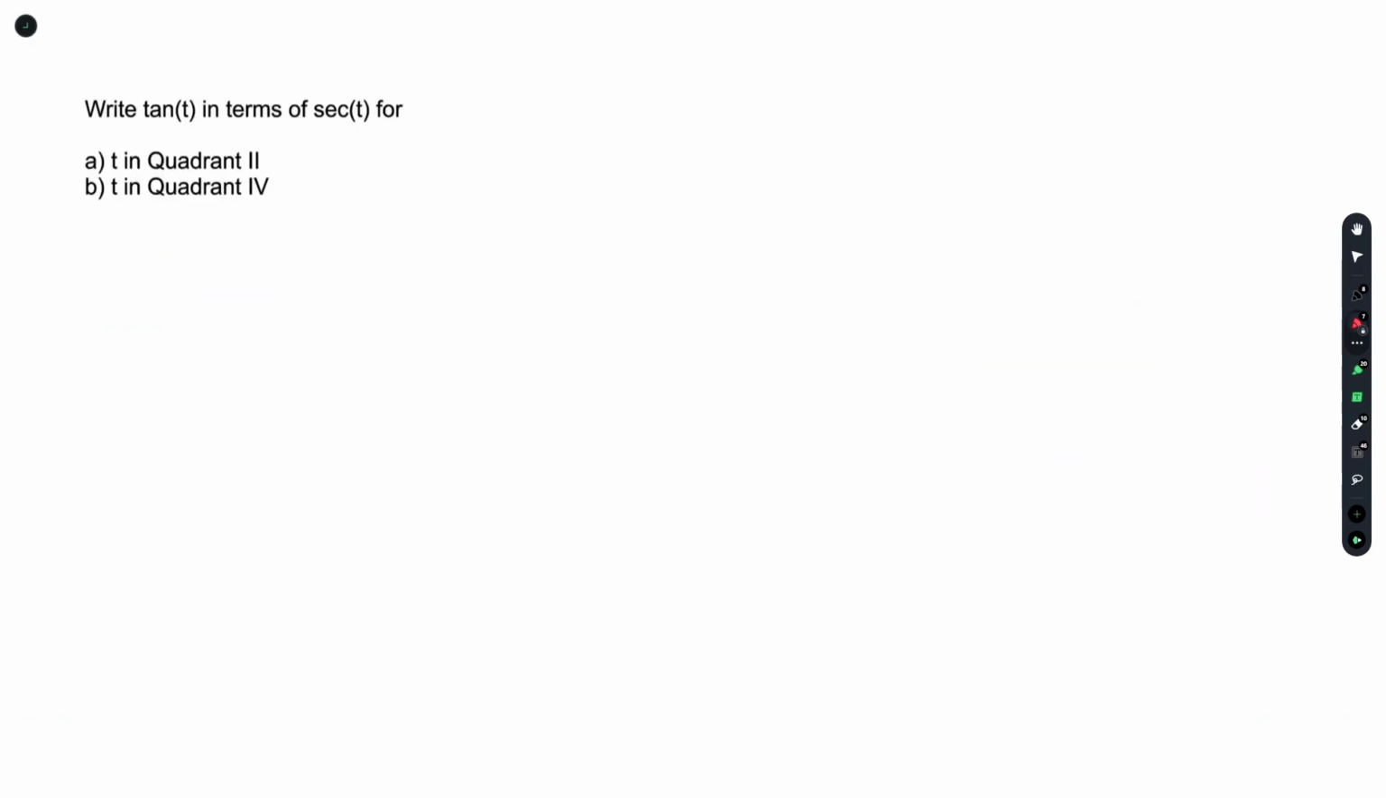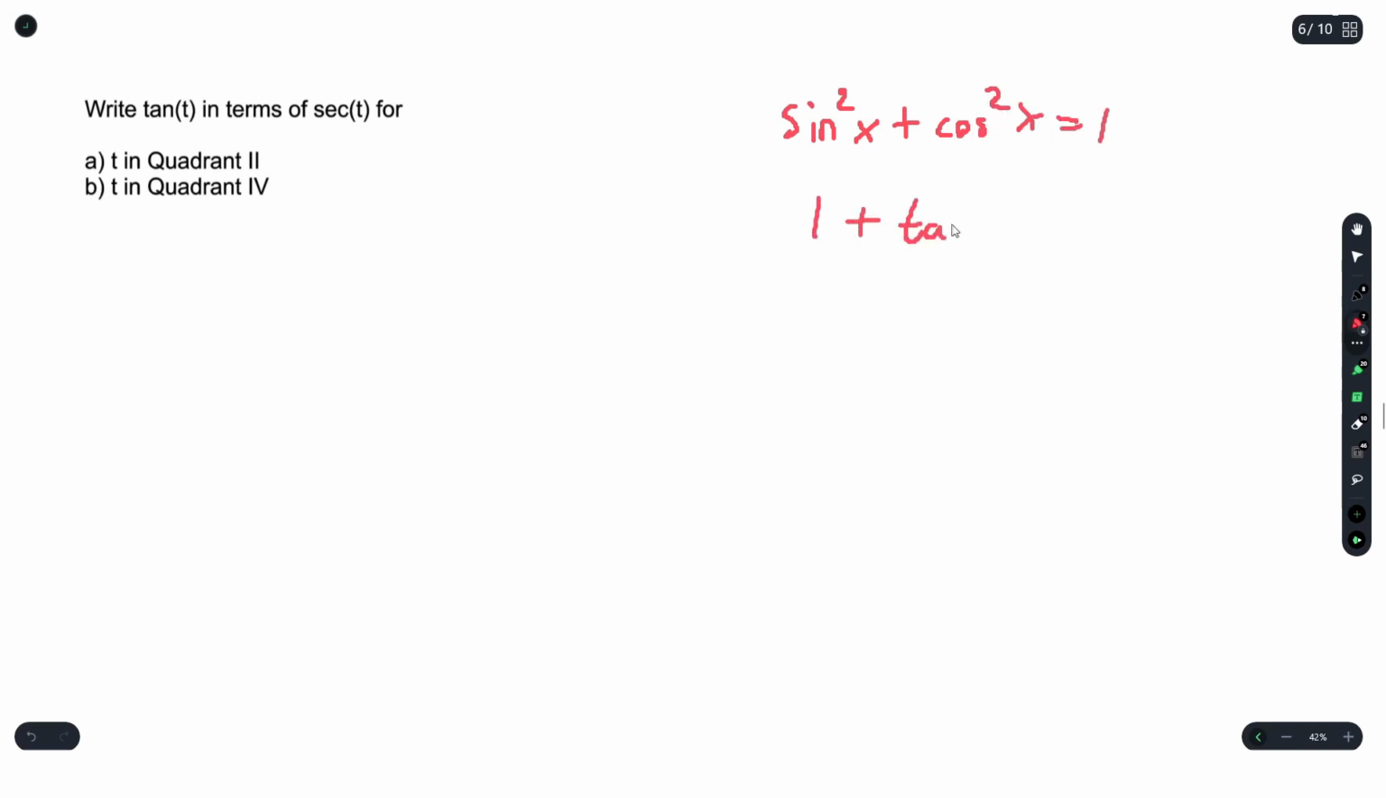On to the last question we have for this lesson. Write tan in terms of secant. So when we have questions like this, we will usually use one of the 3 identity rules. So I'll just write them. We have sine squared plus cosine squared equals 1, then 1 plus tan squared equals secant squared, 1 plus cotan squared is equal to cosecant squared.